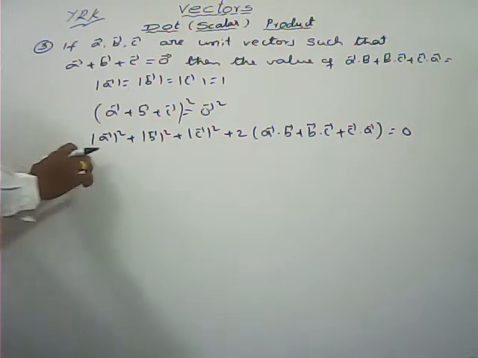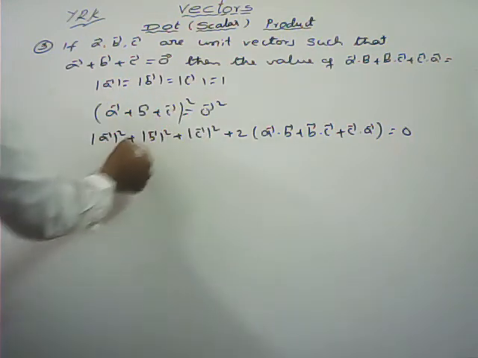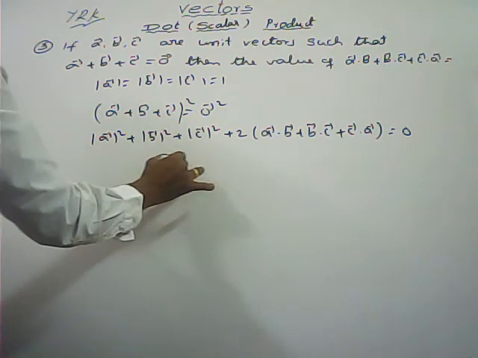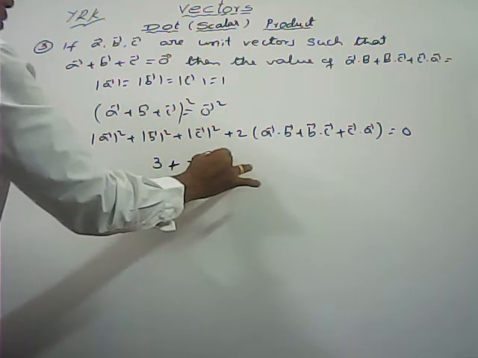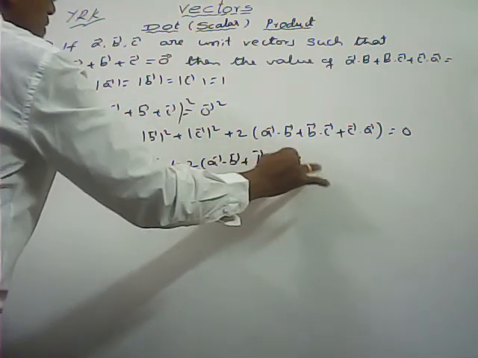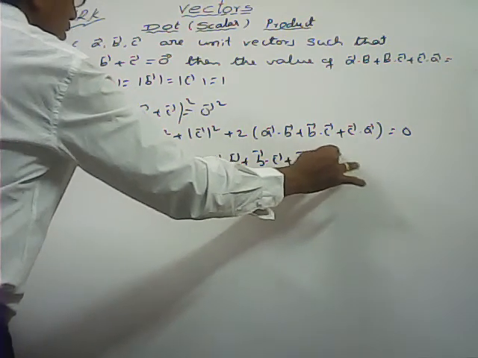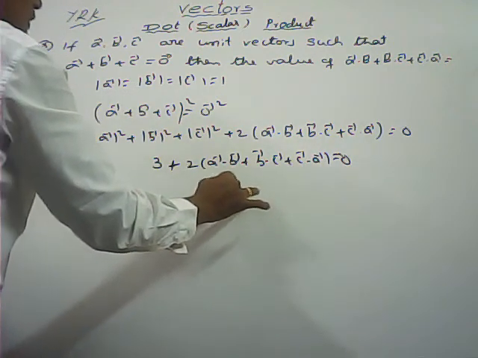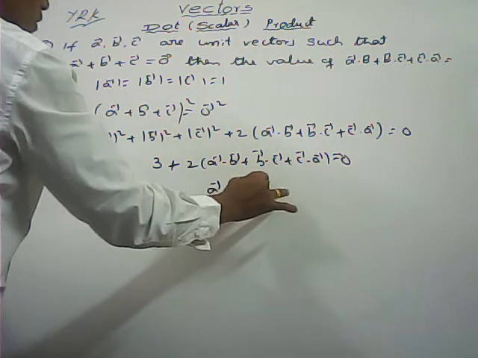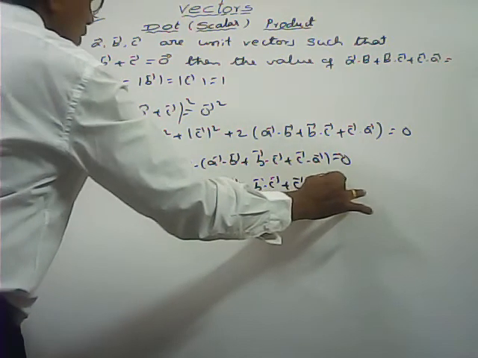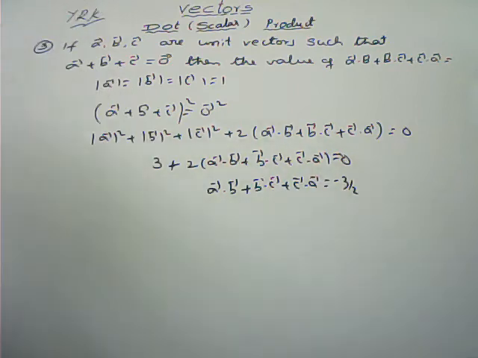Now modulus of A bar, that is 1, is given. So 1 plus 1 plus 1, that is 3, plus 2 into (A bar dot B bar plus B bar dot C bar plus C bar dot A bar), that is equal to 0. Here if I make this one the subject, A bar dot B bar plus B bar dot C bar plus C bar dot A bar is equal to minus 3 by 2. This is the standard problem.